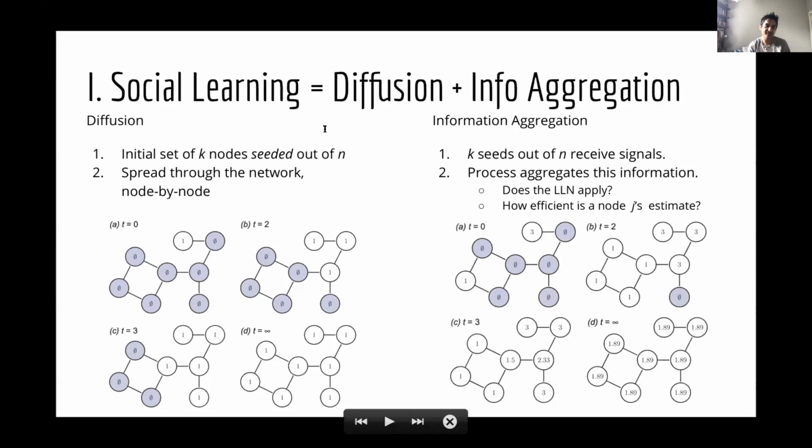So you want to look at this. In this case, there's two signals, 3 and 1. So the oracle would estimate the state of the world as 2. Information spreads and starts mixing. And under some learning model I've made up here, 1.89 is the limit opinion everybody has.